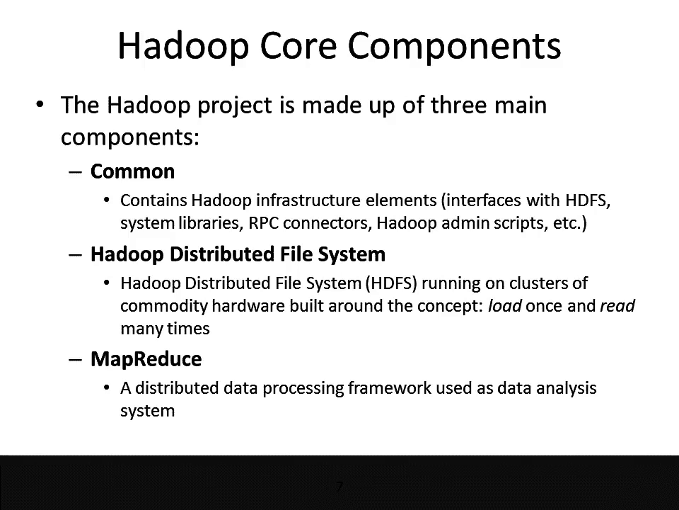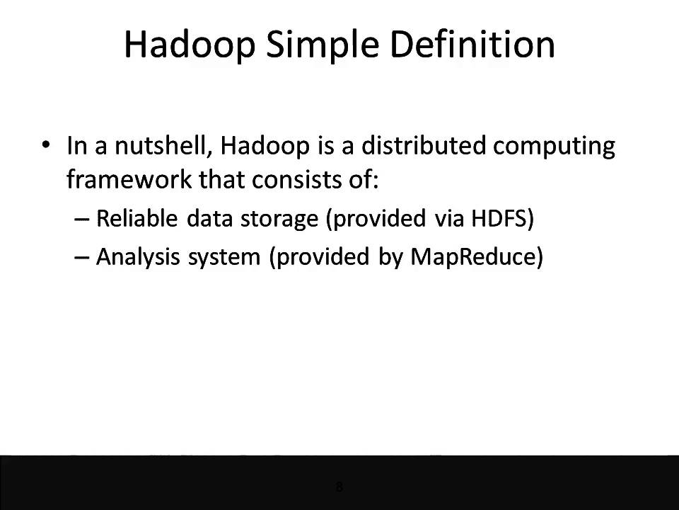And then the other component that we're exposed to as users of Hadoop is MapReduce. And MapReduce is a framework for data processing, which we'll explore again in more depth later. But these two components, storage of data and processing of data, make up the core of what provides Hadoop capabilities. So based on this, we can come up with a simple definition for what Hadoop is. It's a distributed computing framework that provides reliable data storage and a platform for performing analysis.